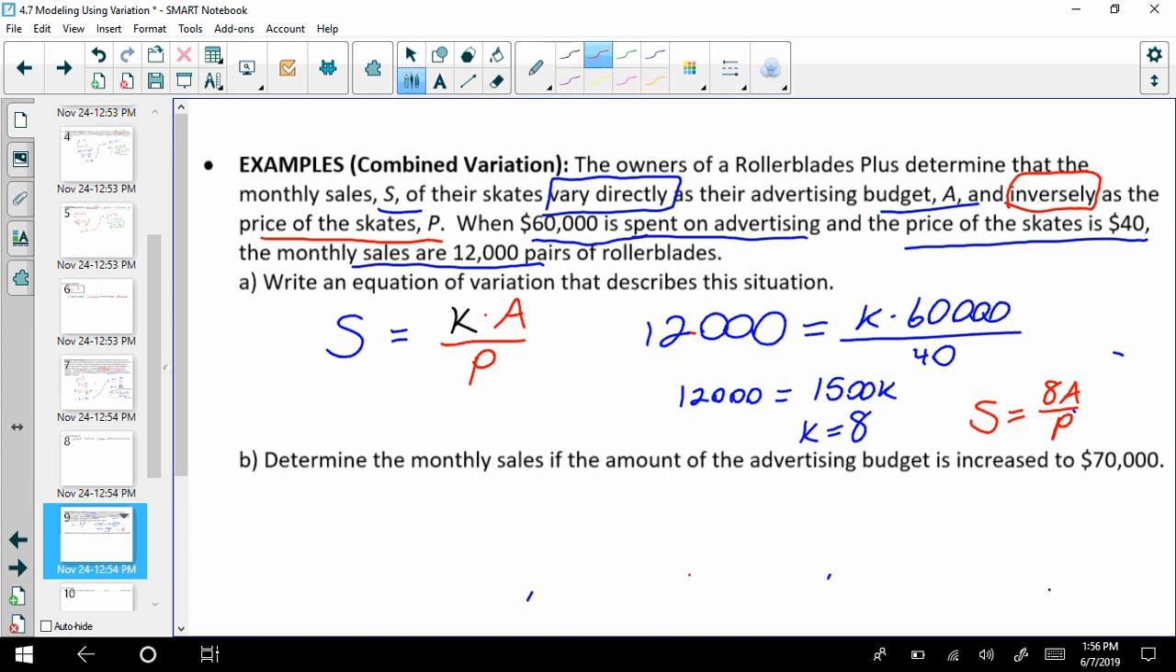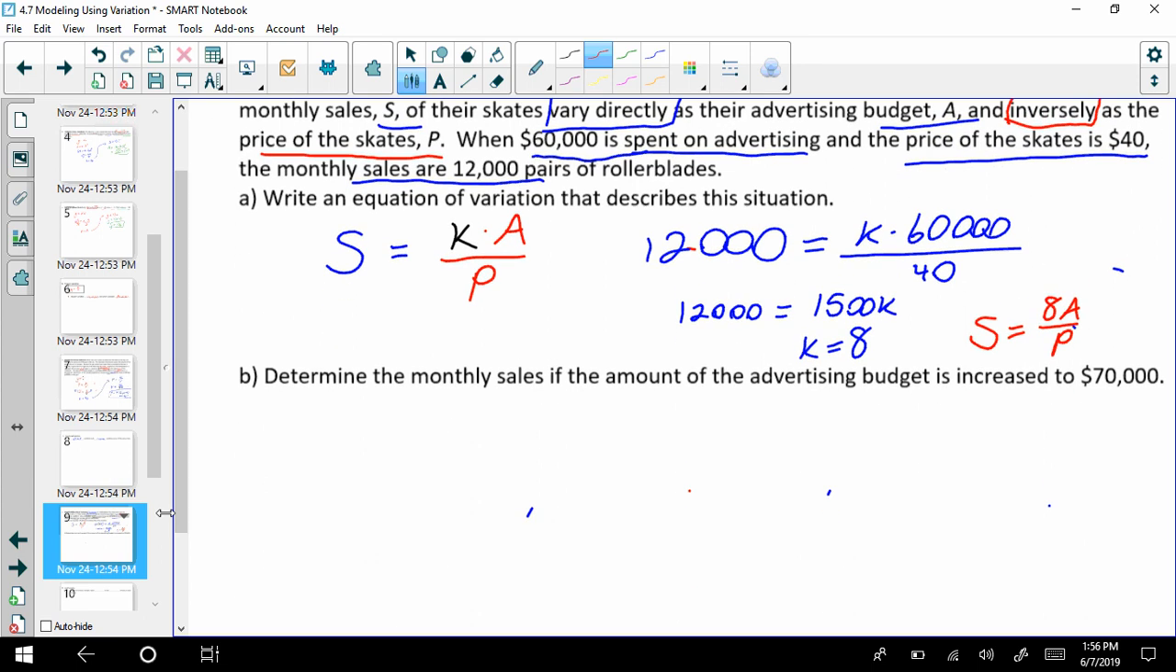Now I bet in the next part they're going to ask us to use it. Part B says, determine the monthly sales, which is S, if the amount of the advertising budget is increased to 70,000. So S equals 8. My advertising is now going to be 70,000. And the price, well, they want me to still use the same price of 40. So I want to do that multiplying and dividing, and I will have my answer.